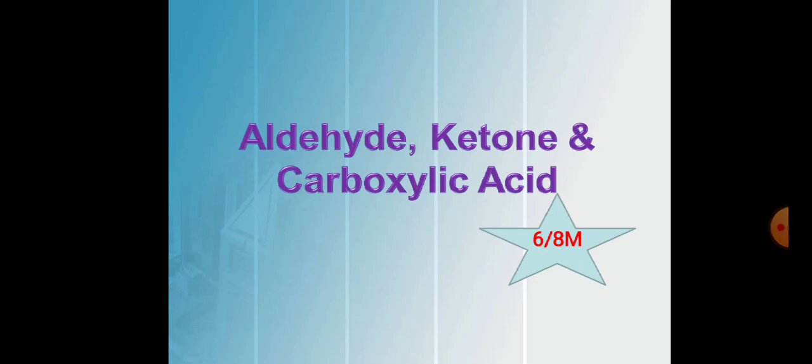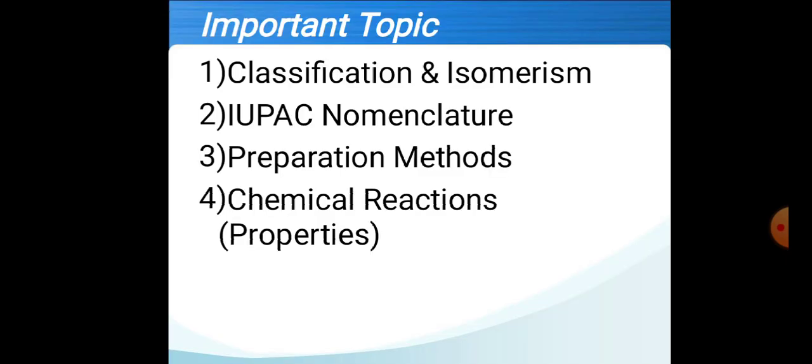In this video we will study about important topics of aldehydes, ketones and carboxylic acid. The weightage of the chapter will be 6 marks, and with option 8 marks. The important topics in the chapter are: first one is classification of aldehydes, ketones and carboxylic acid, and then second, isomerism. The aldehydes and ketones are functional group isomers of each other.